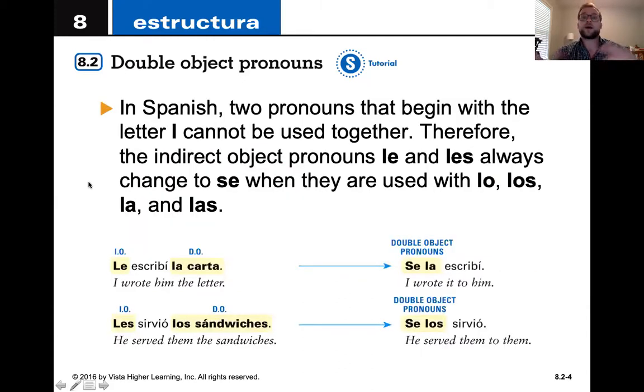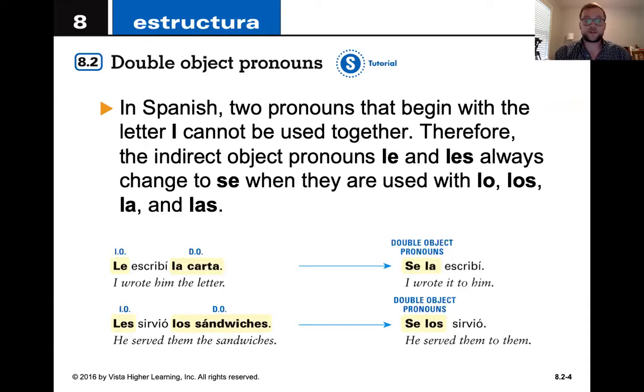Bien. Okay, now in Spanish, two pronouns that begin with the letter L cannot be used together. No se puede usar L y L cuando son pronombres, right? They cannot be back-to-back L pronouns. Okay, and that's why you've heard me already say se los compró, or quién se los compró, right?